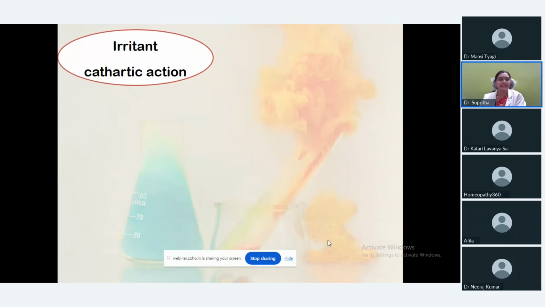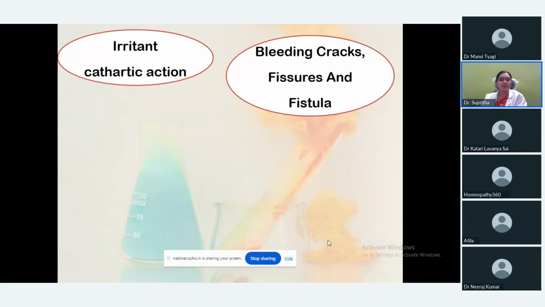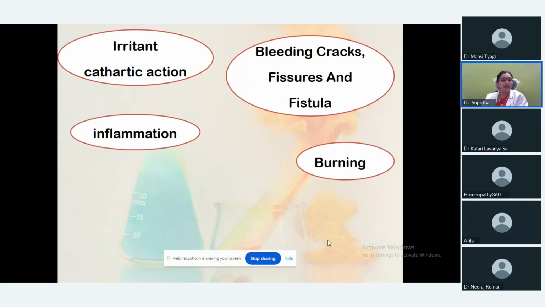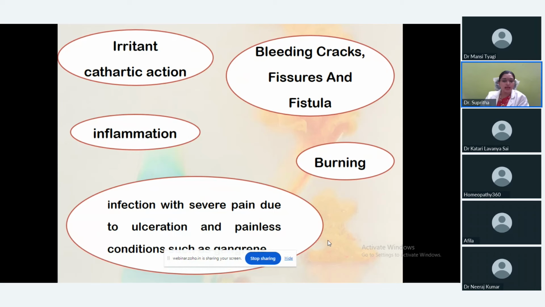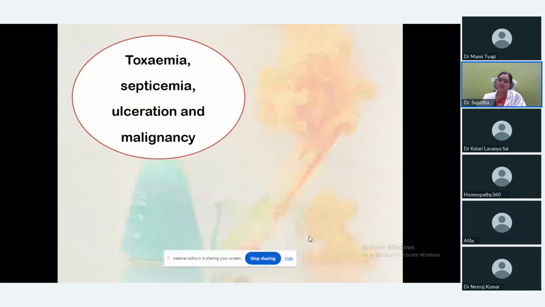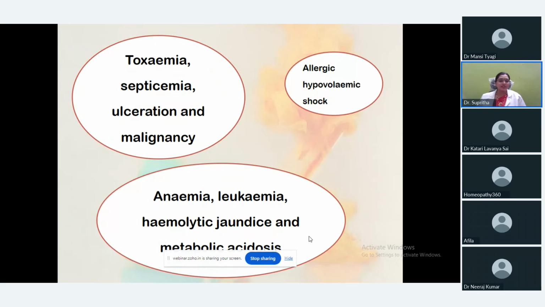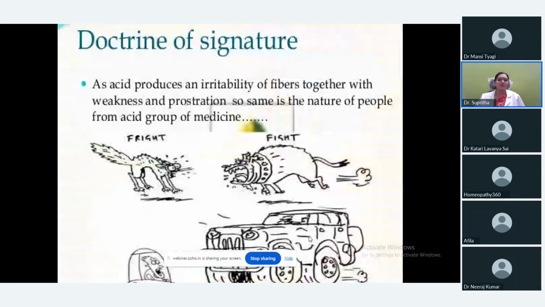So, it also has irritant cathartic action. There are bleeding cracks, fissures, and fistula. Burning is there, patient with severe pain due to ulceration and painless conditions such as gangrene. Fever of all the types. So, toxemia, septicemia, ulceration, and malignancy. Allergic hypovolemic shock. So, the pathophysiological action is anemia, leukemia, hemolytic jaundice, and metabolic acidosis. So, if you see the doctrine of signature, these acids produce irritability of the fibers together with weakness and prostration. So, the same way, the nature of the people belonging to the acid group is also the same.